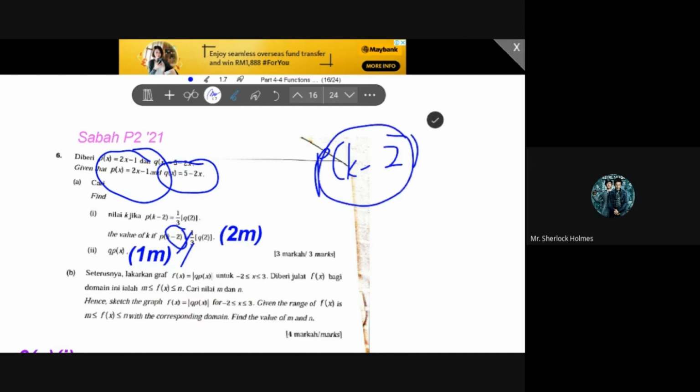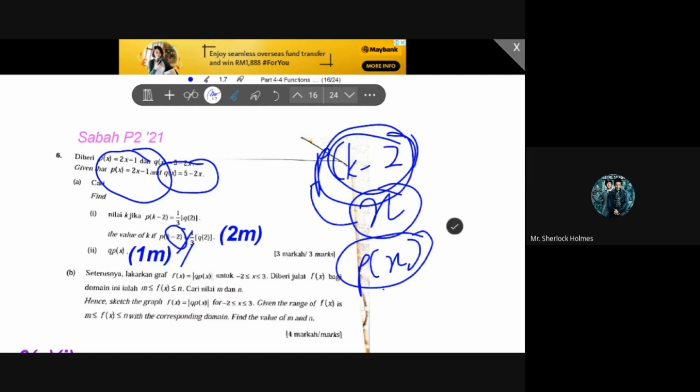Yeah, that's a good way of saying, good. I can understand. It's basically x. K minus 2 is actually x under the function p. K minus 2 is the object. You learn object and image, right? This is the object. p(x) is the image. I want you to be clear on which is the object and which is the image, first of all.